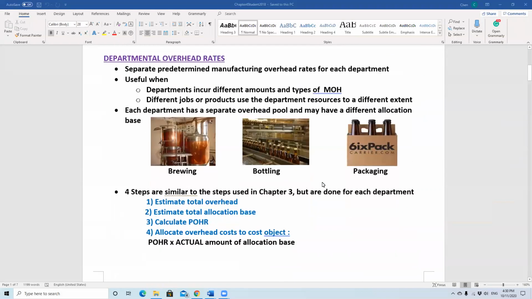This is an example of a beer manufacturing firm. We have brewing activities, bottling activities, and packaging activities, and the cost drivers for these activities are different. So each department should have a separate overhead pool and may have a different allocation base.